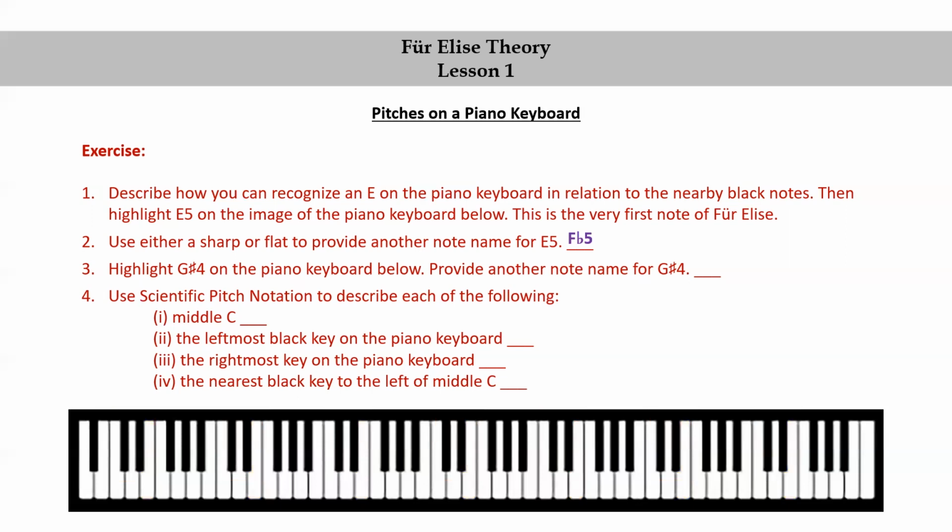Highlight G sharp 4 on the piano keyboard below and provide another note name for G sharp 4. Okay, here are all the G's, G1 through G7. G sharp 4 is the black note directly to the right of G4. There it is highlighted in yellow. But it's also the black note that's directly to the left of A4, so we could also name it A flat 4.